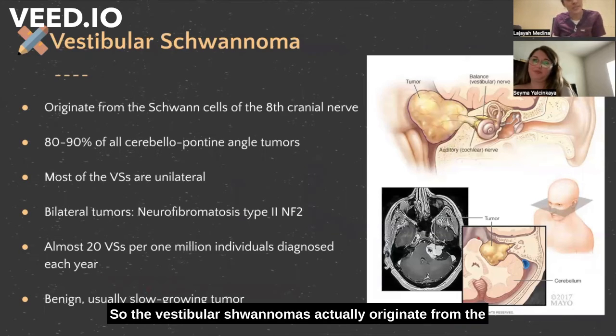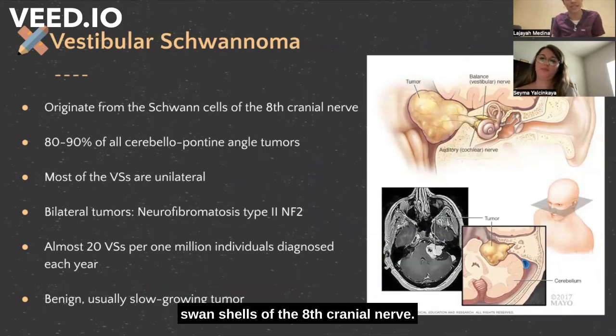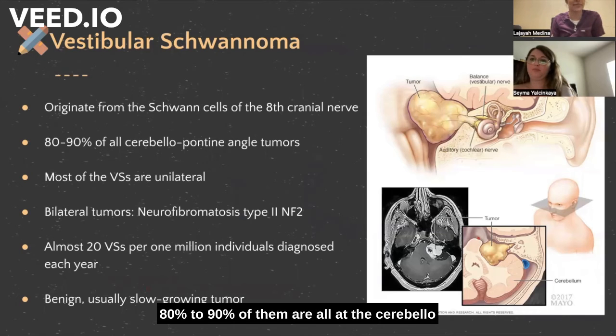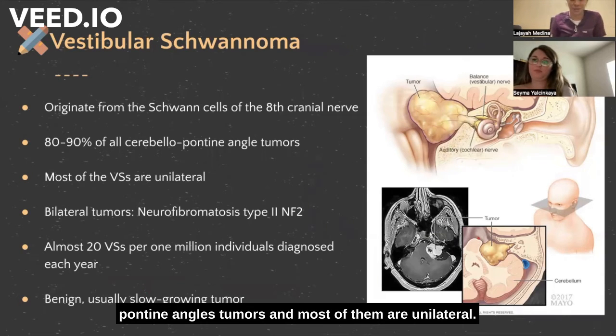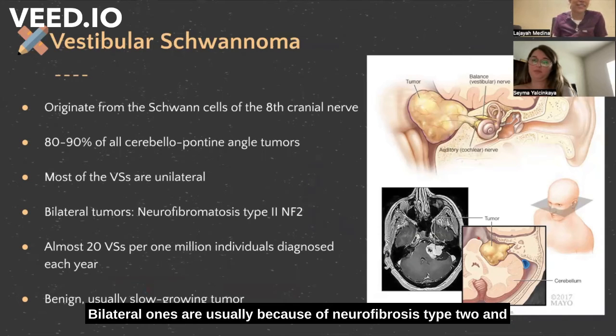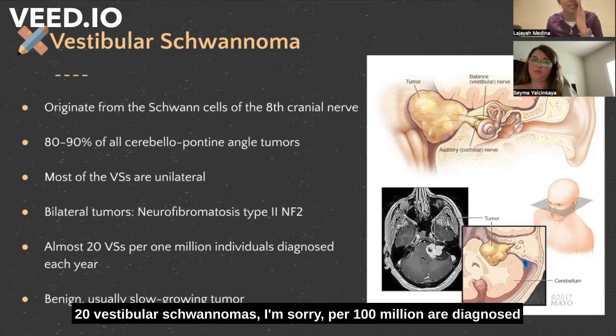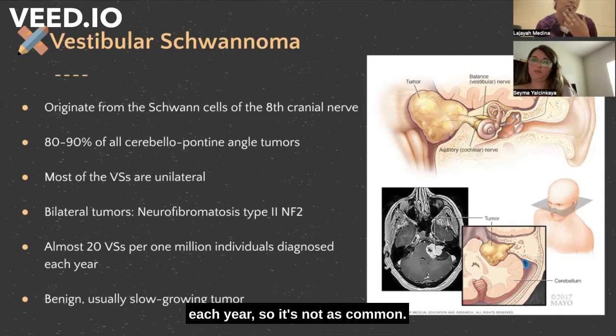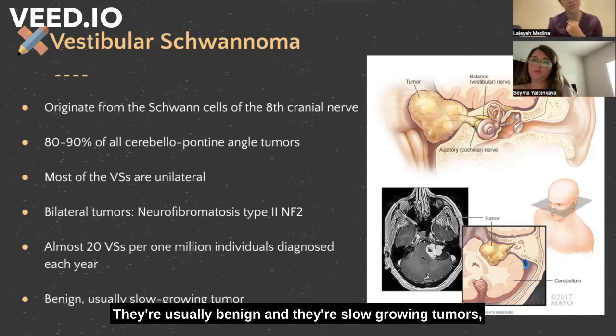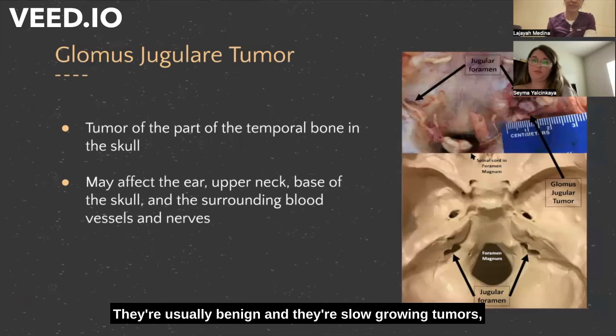So vestibular schwannomas originate from the Schwann cells of the 8th cranial nerve. 80 to 90% of them are cerebellopontine angle tumors, and most of them are unilateral. Bilateral ones are usually because of neurofibromatosis type 2. Almost 20 vestibular schwannomas per 100 million are diagnosed each year, so it's not as common. They're usually benign and slow-growing tumors.